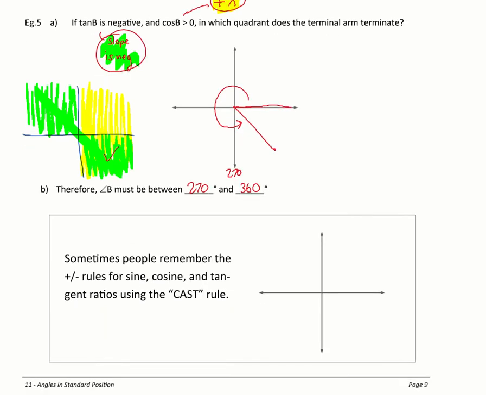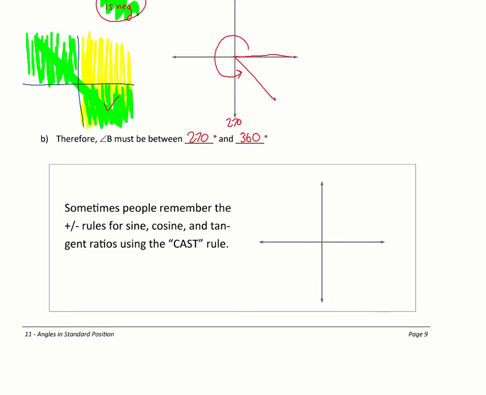One other way to help remember the positive and negative rules for sine, cosine, and tangent is the CAST rule, it's called. Here, all of sine, cos, and tan are positive. Here, only sine is positive. Down here, tan is the only one that's positive, and over here, cosine is the only one that's positive. So, CAST.